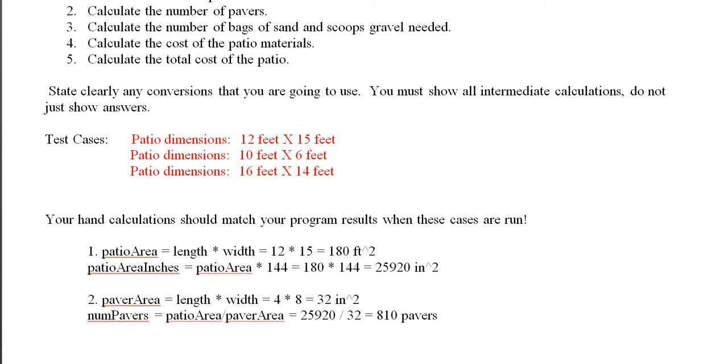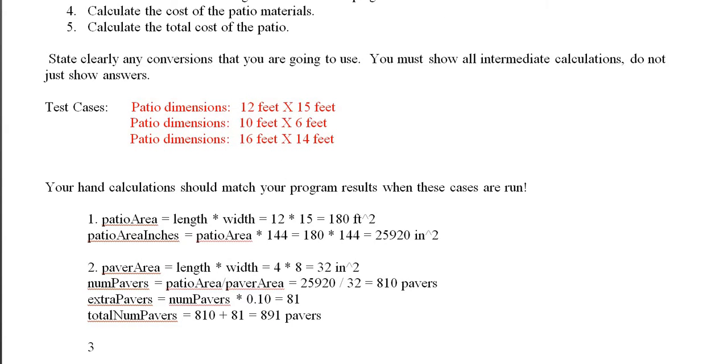But we're going to have to add extra bricks. Extra pavers are 10%, so it's going to be the number of pavers times 0.10, so we will have 81 extra pavers, and the total number of pavers is going to be 810 plus 81, which is equal to 891 pavers.